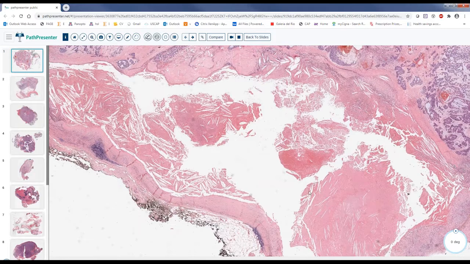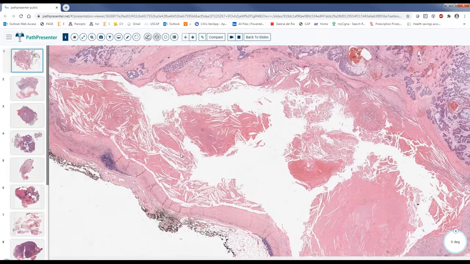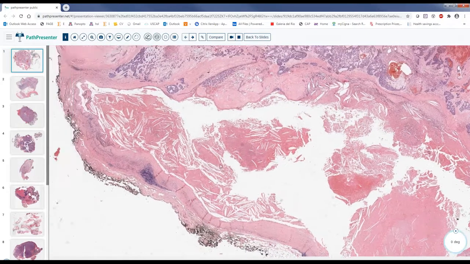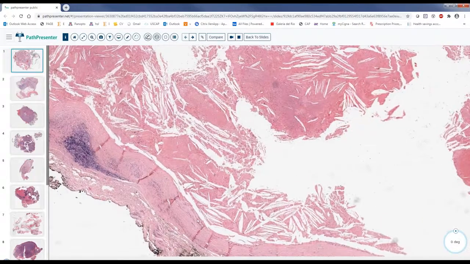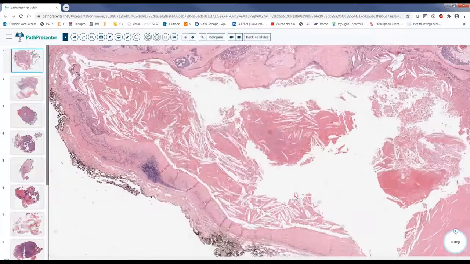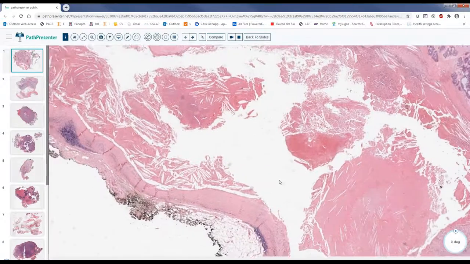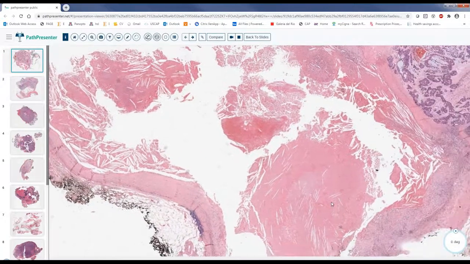Looks like this grumous acellular material in a dilated duct, but I can't see any duct lining here. That's correct. There's no duct lining. Yes. I'm not sure what's happening here. Yeah. So this is good.